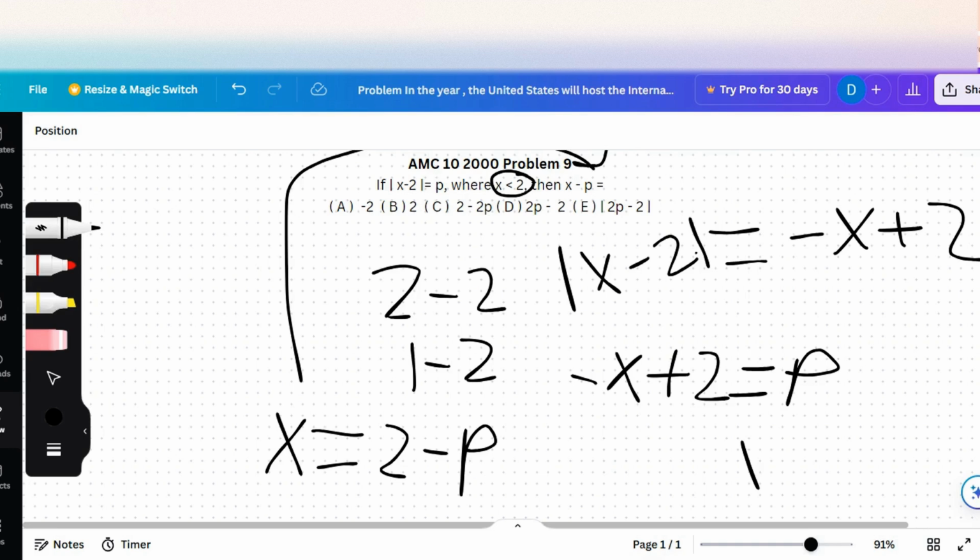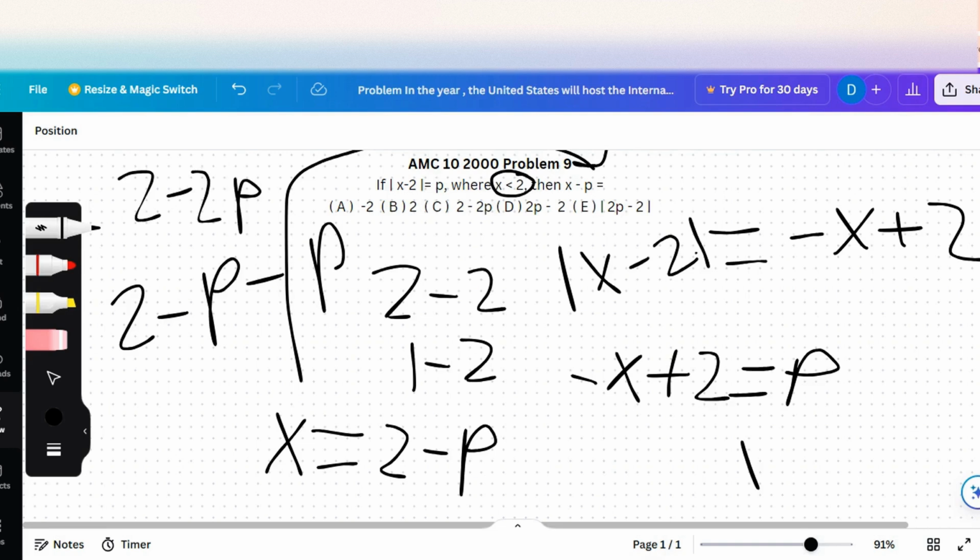We can substitute this back into the first equation, the one we need to find. What is x? So 2 minus p minus p. What is that? 2 minus 2p. And there you have your answer. You just solve a system of equations. But the main thing from this lesson is you have to know how to simplify absolute values. So do you have C easily?